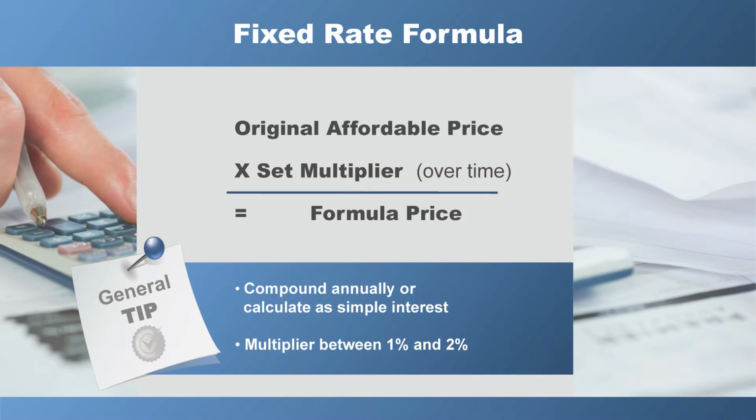In Module 3, we discussed fixed-rate formulas, which are simple. You take the affordable price the homeowner paid when they purchased their home, and you increase it by a fixed multiplier, either compounded annually or with simple interest, to come up with the formula price. In our Coffeetown scenario, our fixed-rate multiplier was 1.5%. This seemed like a good conservative rate to use, since it was slightly less than the average increase in incomes for the past 10 years.